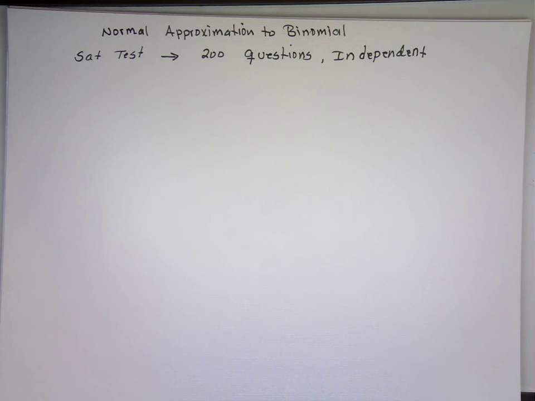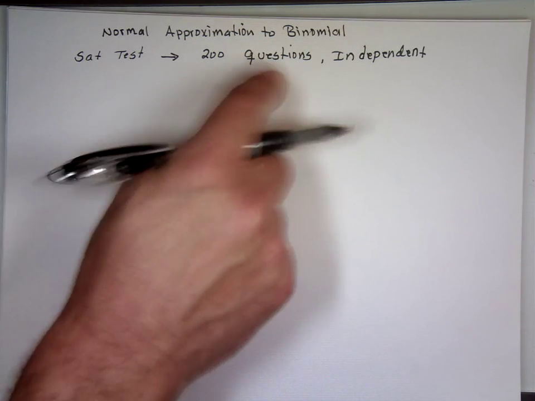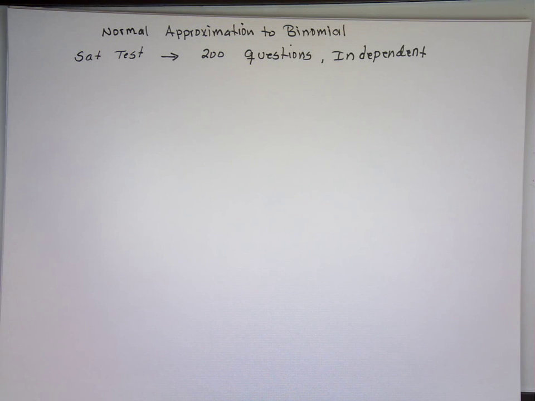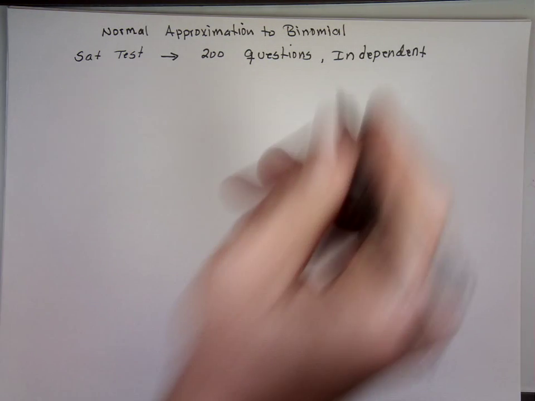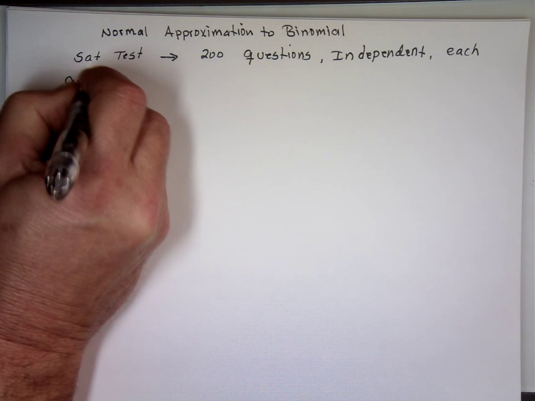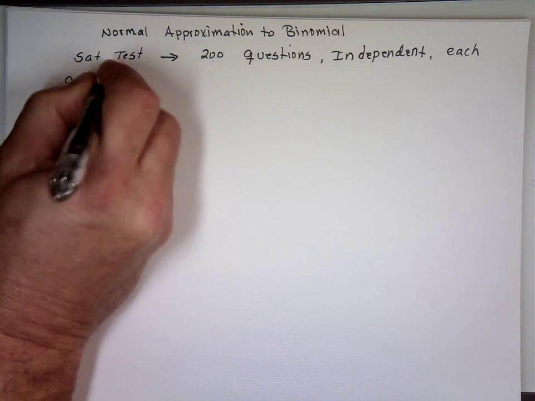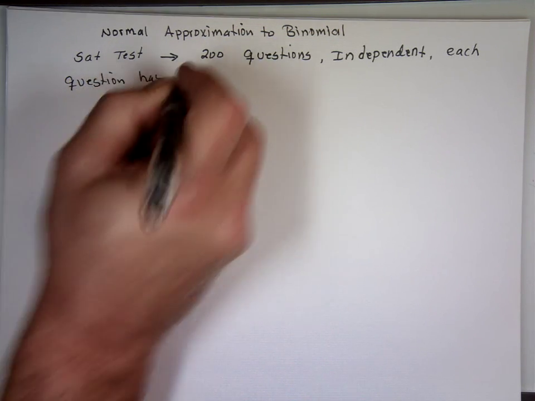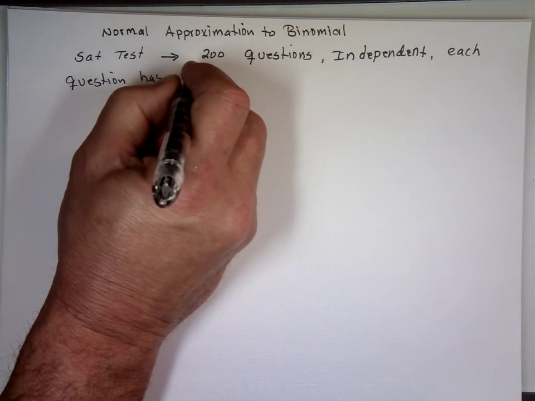We said the test has 200 questions, not 20. 20 is easy to do. And they are independent. Each question is independent of the other one. Each question has 4 answers. I'm going to do 4 or 5.